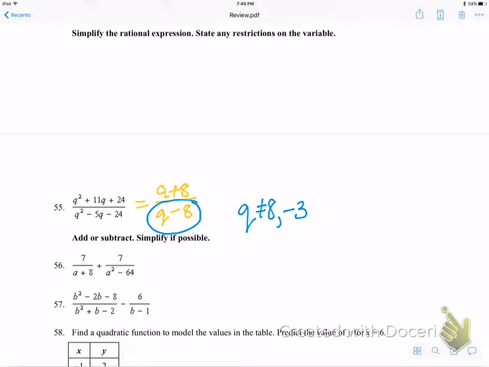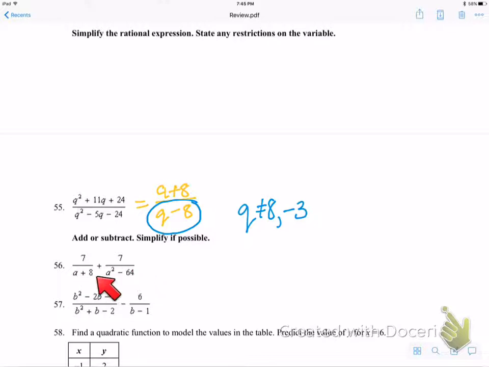For number 57, we're adding two rational expressions. Remember, to add, we have to have the same denominator in both of these expressions. But right now, they're definitely different. So what we're going to do first is get a common denominator.